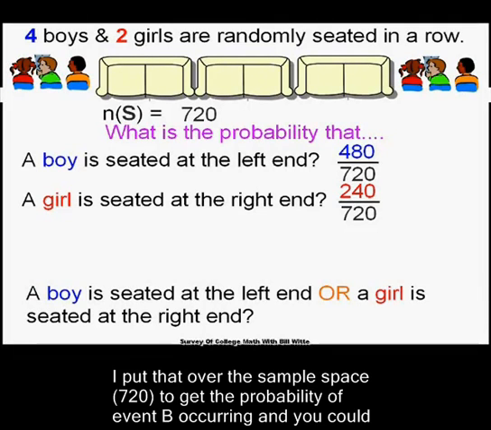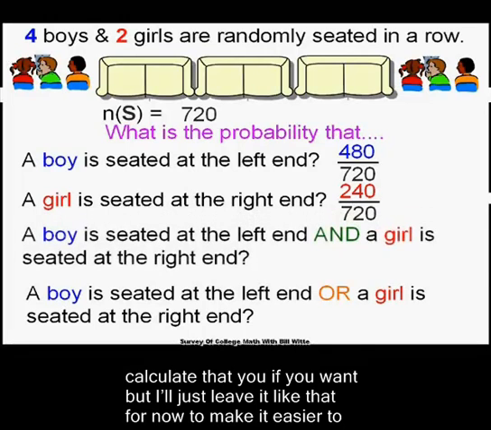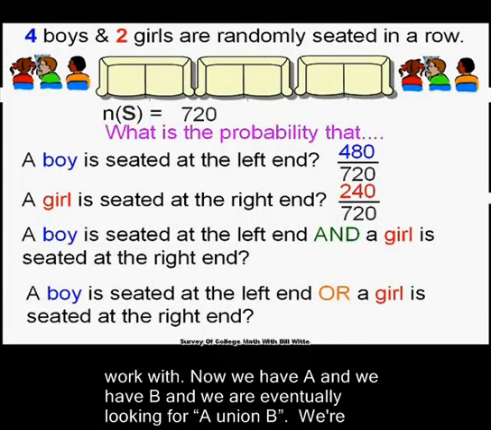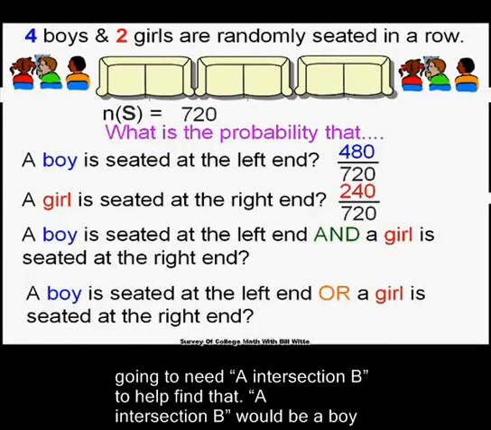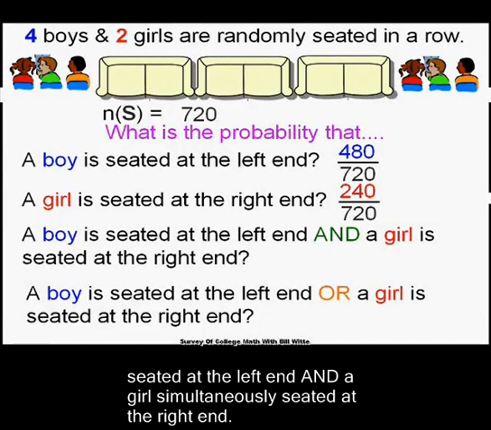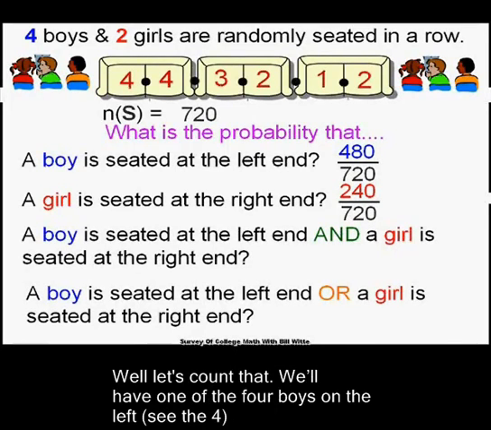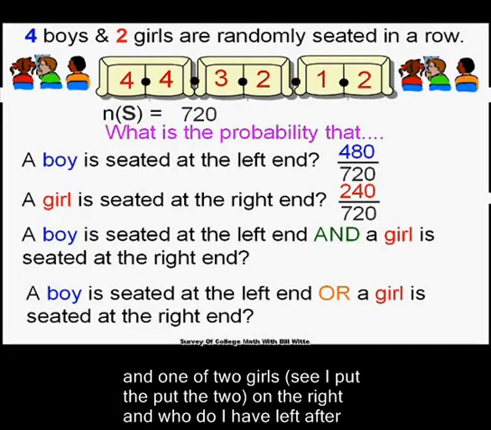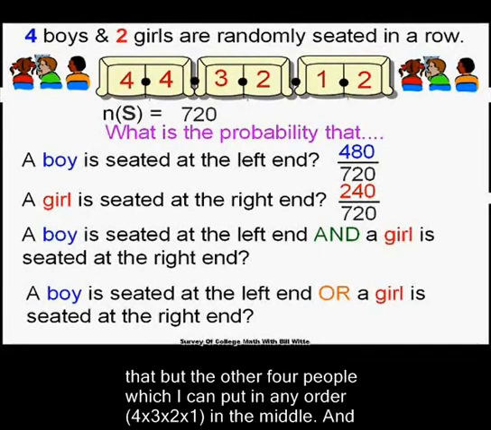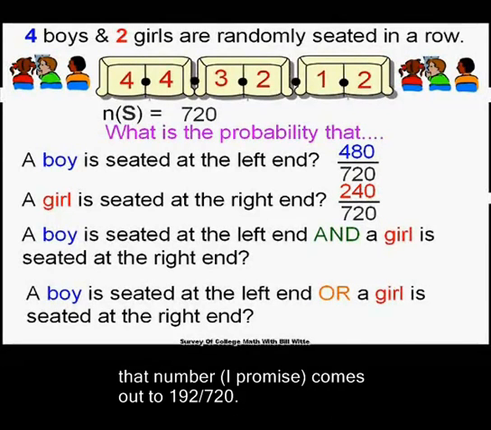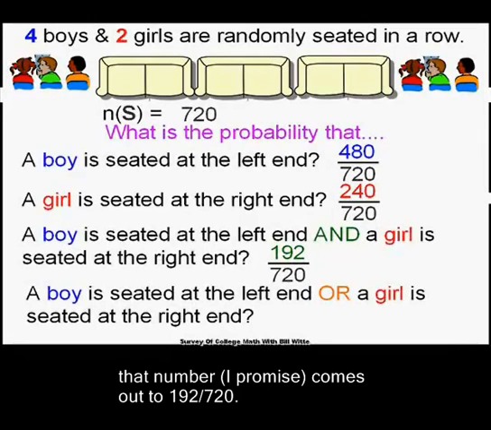Now I've got both of those, and then I get the intersection of the 2 events, both events happening at the same time: a boy seated at the left end and a girl seated at the right end. That gives me a choice of 4 boys at the left and 2 girls at the right, and that only leaves 4 more people in the middle. So I have the 4 on the left, the 2 on the right, and then I fill in 4, 3, 2, 1 in the middle. If you multiply that out, it comes out to 192 over 720 over my sample space.